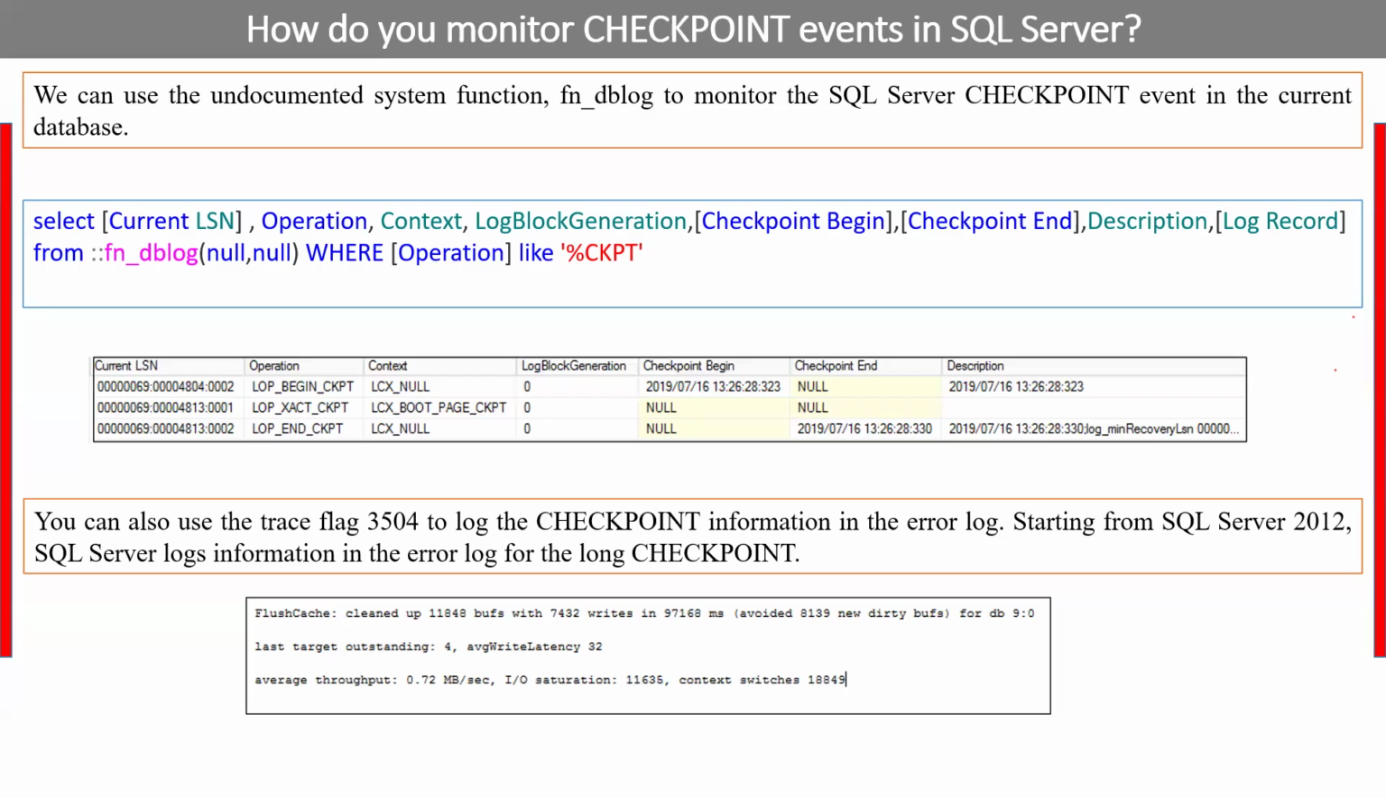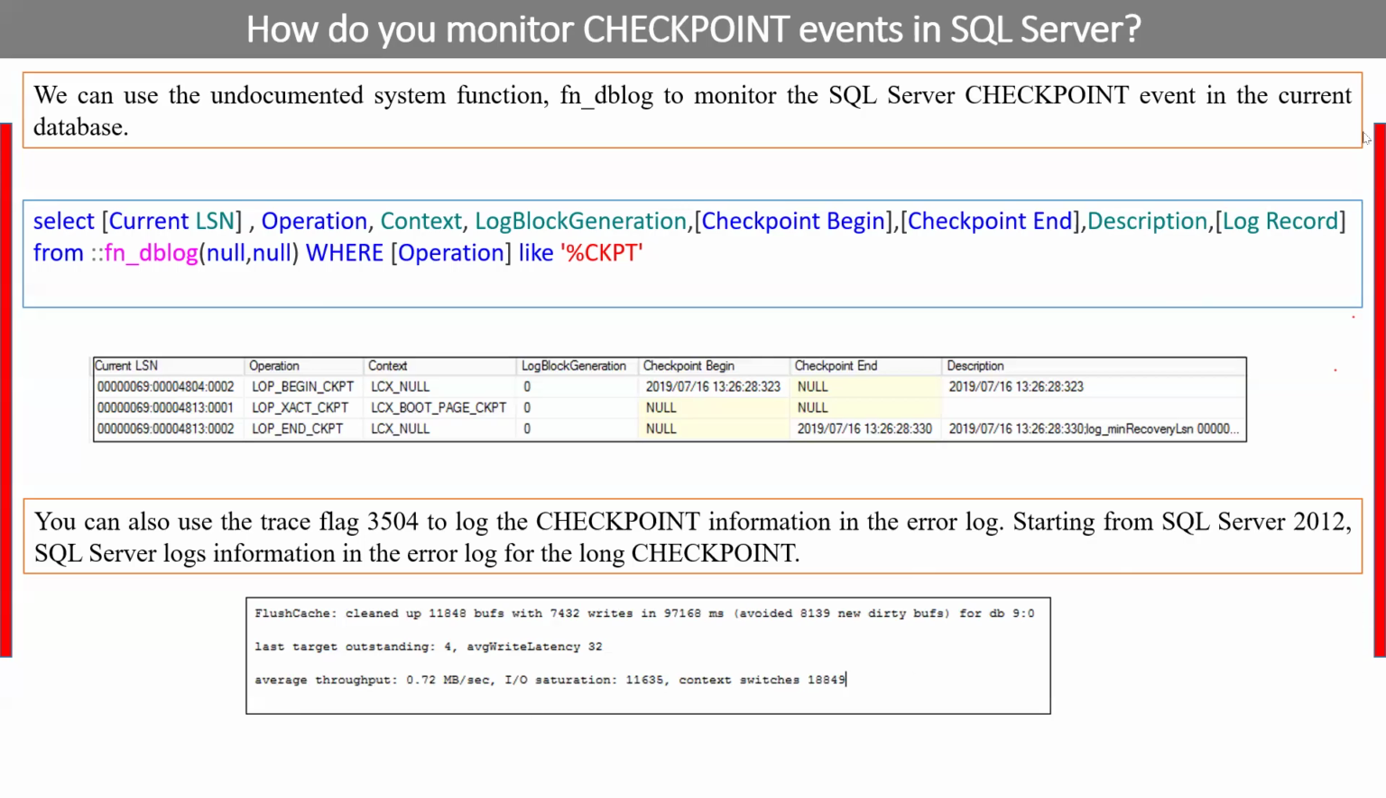How to read the checkpoint? How to enable the trace file to get the checkpoint information in the error log? Is it clear, everyone? No? Yes? Yes, Subbu, clear. Yes, so clear.